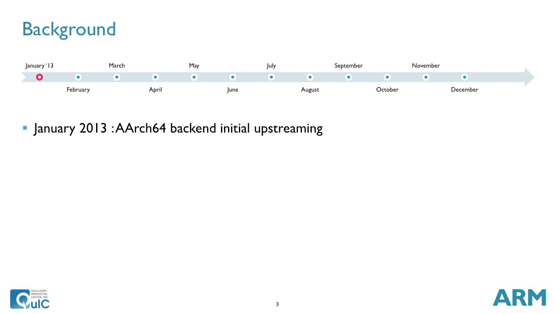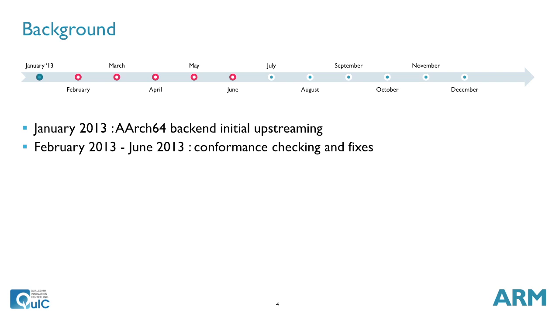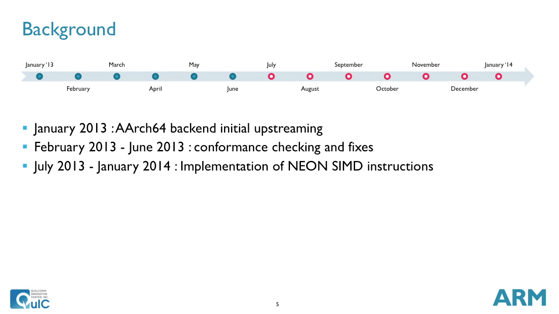OK, so let's start with some background. In January 2013, ARM open sourced the ARM64 backend for the first time. When we did this, it had support for scalar instructions only. It didn't support our Neon vector instruction set. And then for the next 4 to 5 months, we hardened the code. We expanded our testing coverage and tried to make it more production ready.